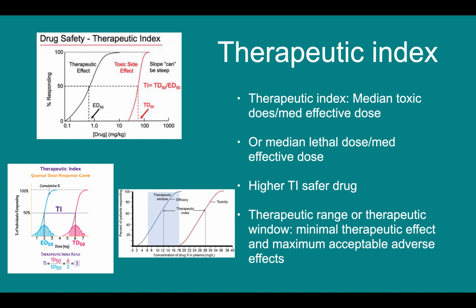So the therapeutic index is going to be the median lethal dose divided by the median effective dose. And the higher the therapeutic index, the safer the drug. Like right here, it's between the therapeutic window and the toxic. The therapeutic range or window is going to be the minimum therapeutic effect and the maximum acceptable adverse effects. So it's going to depend on the drug, of course, and the concentration of the drug in plasma.